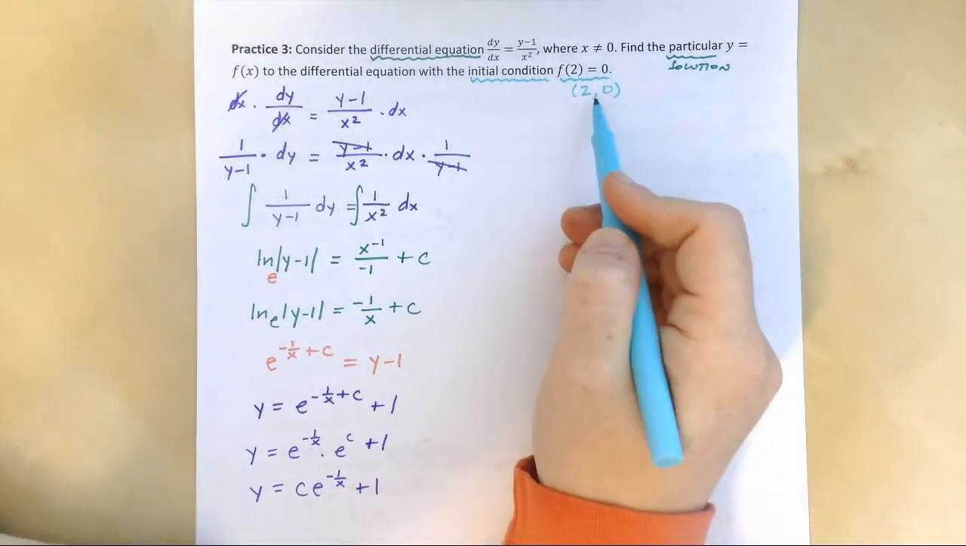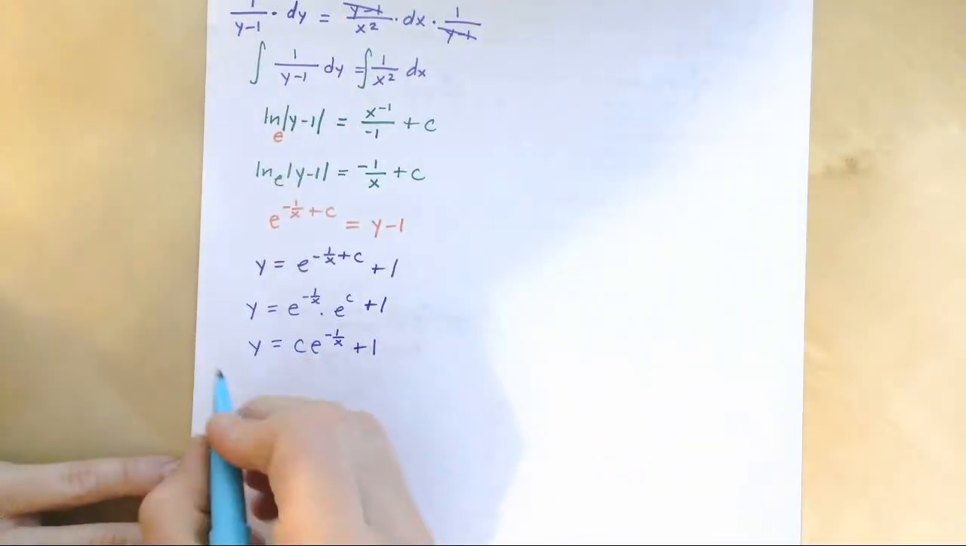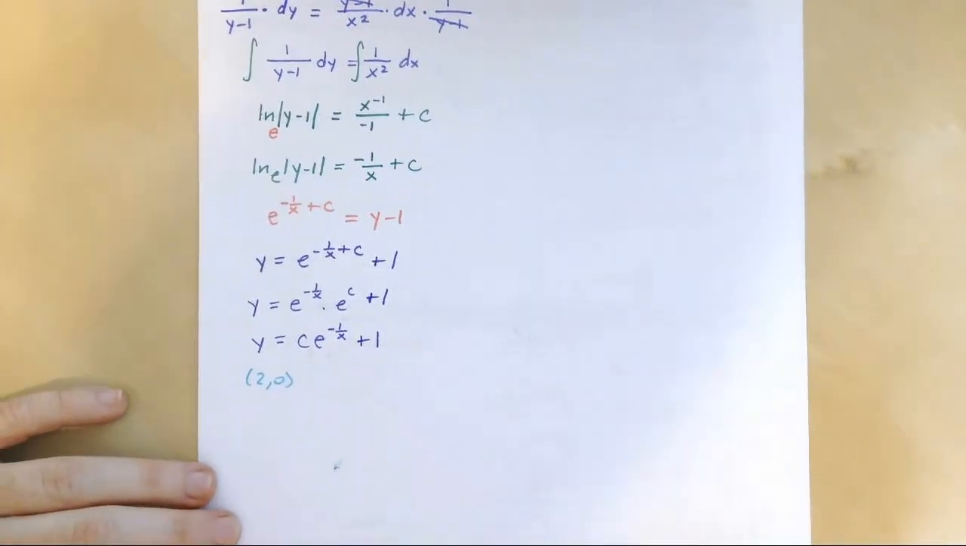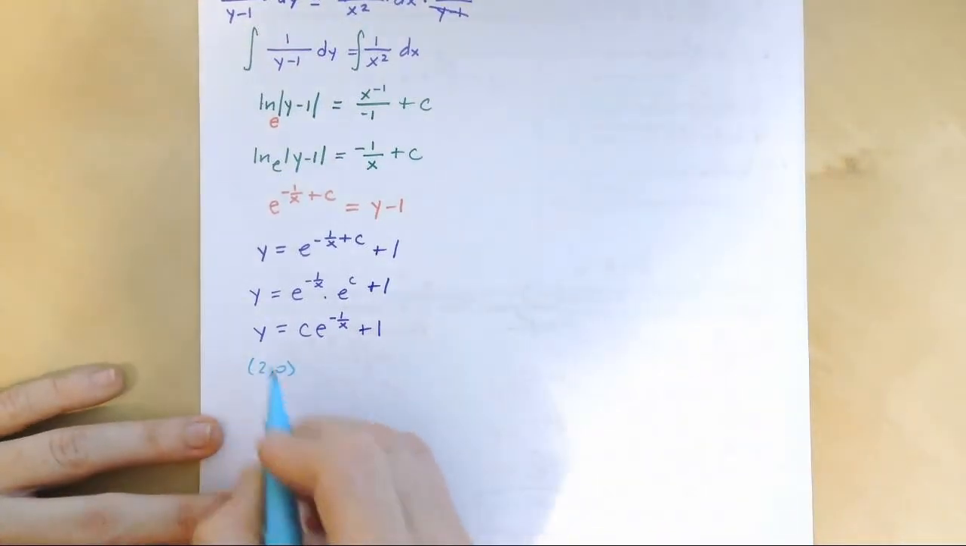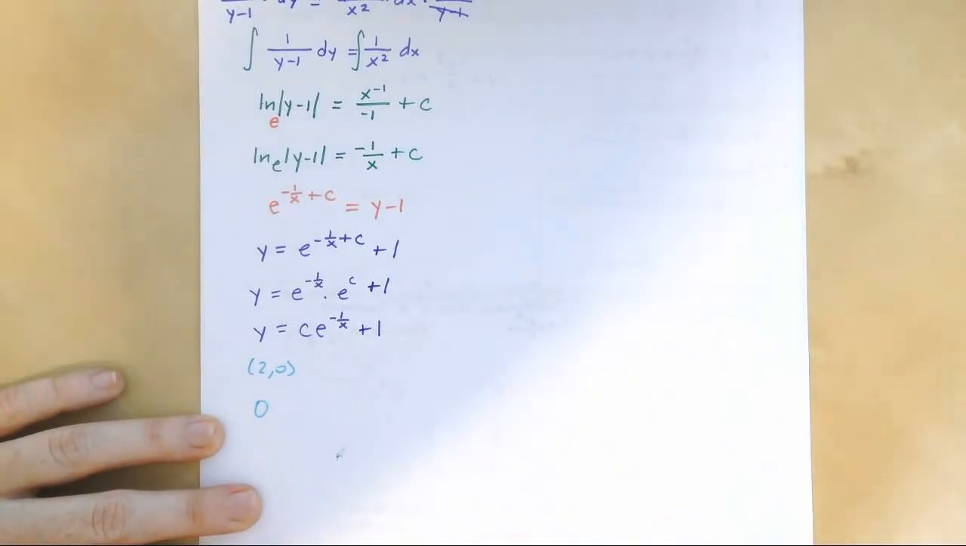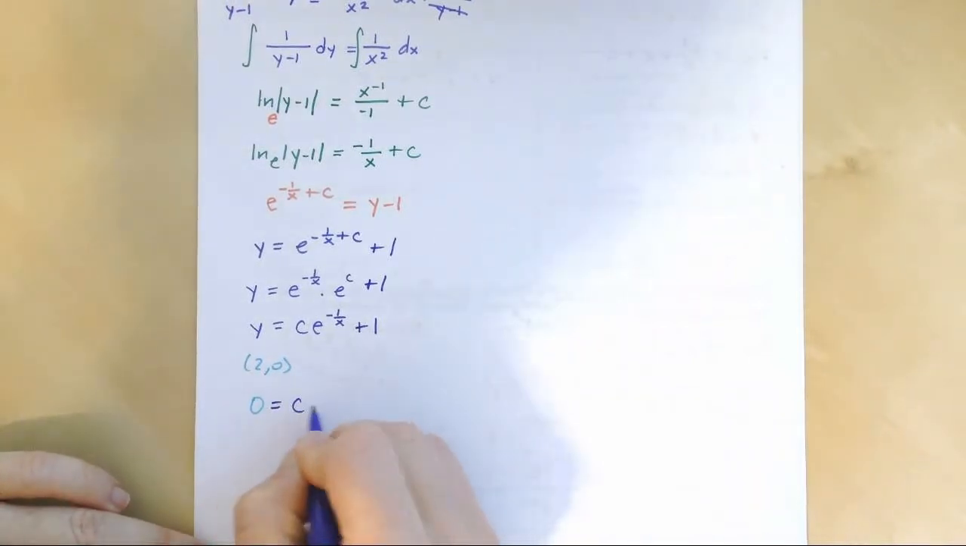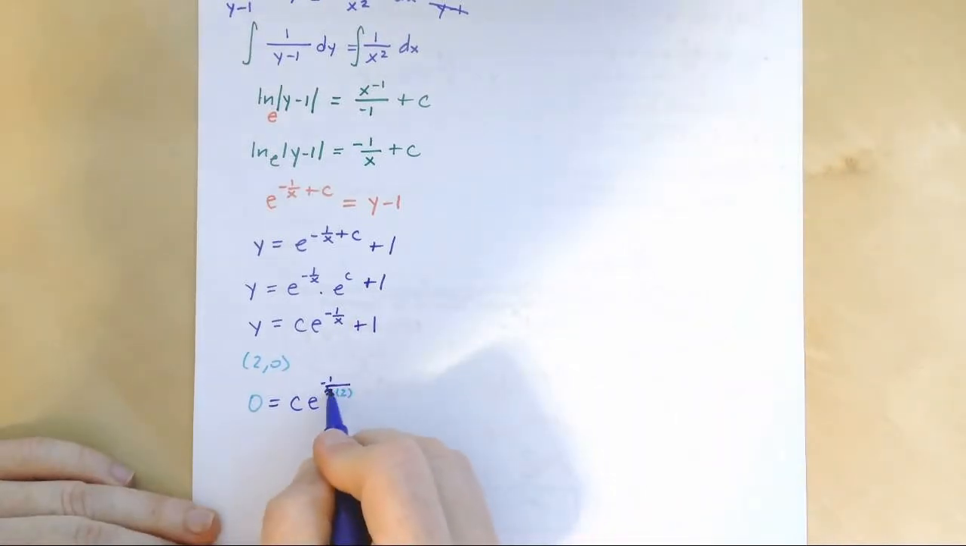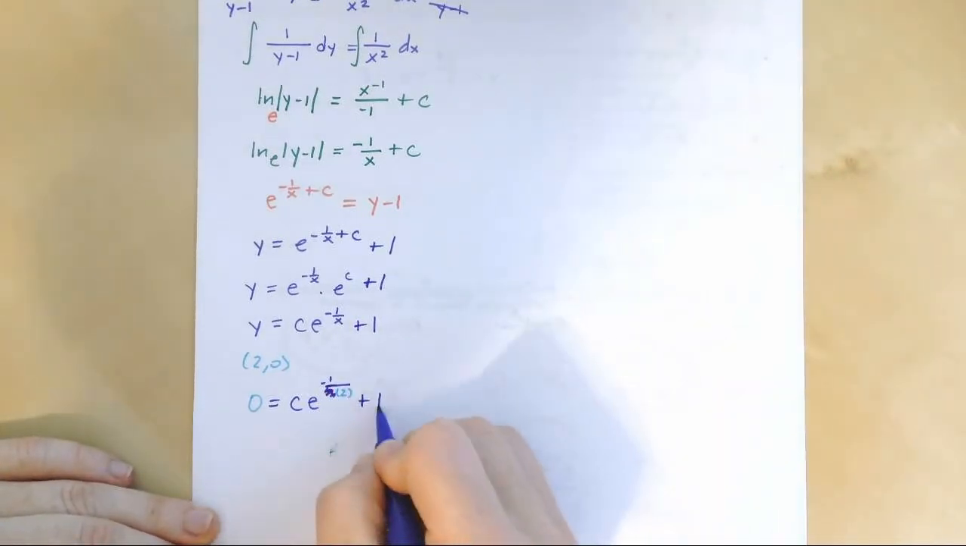Okay, so again, we have this point 2, 0. Let me write it down here. You don't have to write the point down again, but I did just so that we can see it. Okay, plug that in. Y is 0, so 0 equals c e to the negative 1 over x. Oops, I mean y is 0. Okay, 1 over 2, remember x was 2, so I'm going to cross out the x. I plugged in 2 there, plus 1.